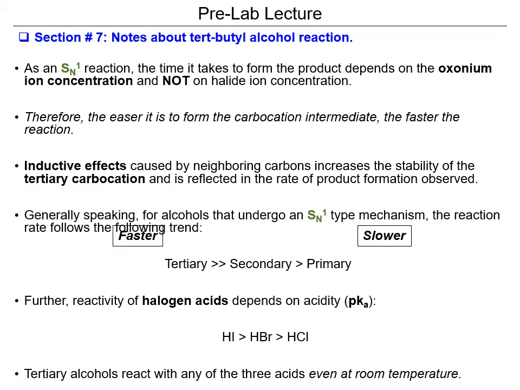product formation observed. Generally speaking, for alcohols that undergo an SN1 type mechanism, the reaction rate follows the following trend, where tertiary carbon species undergo reactivity much faster than secondary or primary carbons. Further, the reactivity of halogen acids depends on acidity. However, tertiary alcohols react with any of the three acids, even at room temperature.